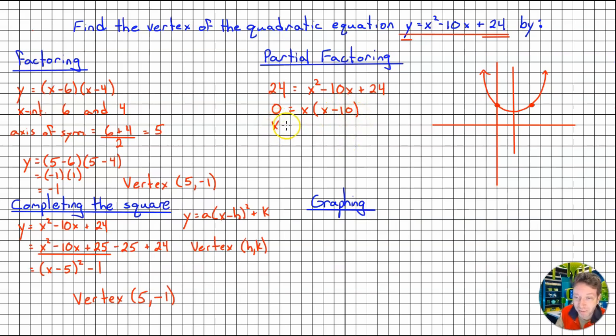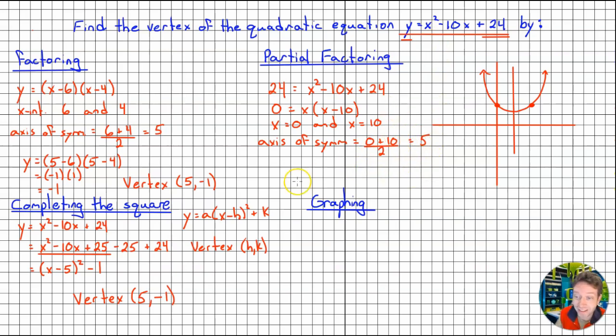So x is going to be 0, and x is going to be 10. So we know that the other side has an x value of 10. So just as in factoring, we can now figure out where the axis of symmetry is, and that is going to be our x-coordinate for the vertex. We're going to do that by finding the average of those two x values. So it's going to be 0 plus 10 divided by 2, which is 5.